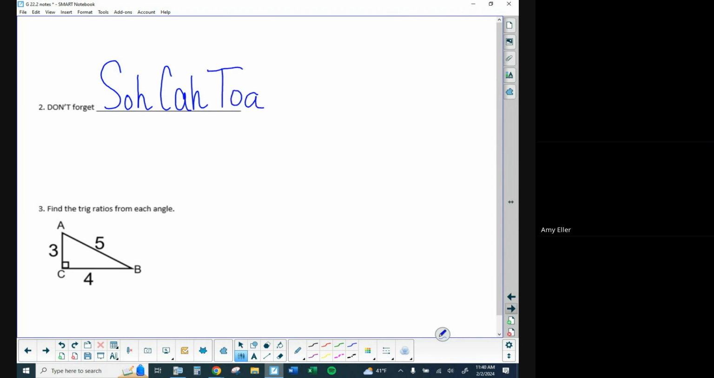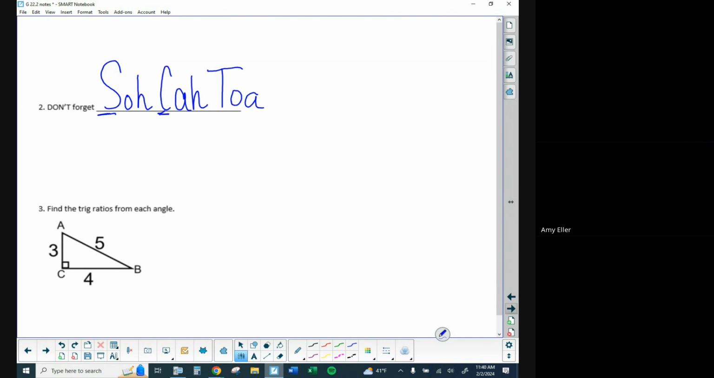SOHCAHTOA. This is not something I made up. This is not something specific to Herscher or to Illinois. This is probably nationwide. Every student who takes geometry, which is like everybody, will learn SOHCAHTOA. Okay, it's hard to spell. The more you do it, you'll probably write it a couple times a day. You'll start to get it, and it will be worth it to figure out how to spell it.